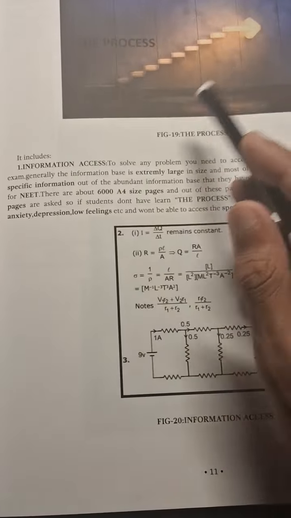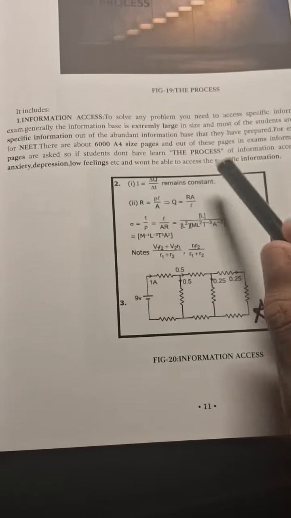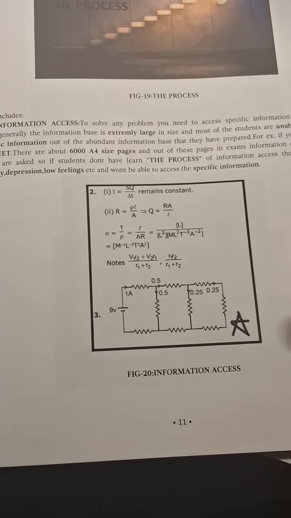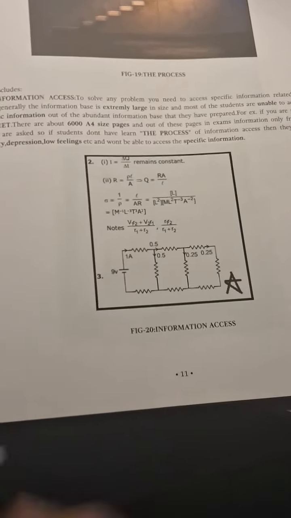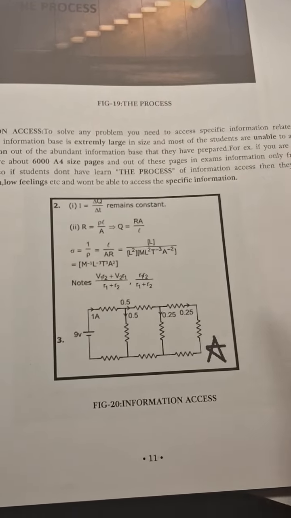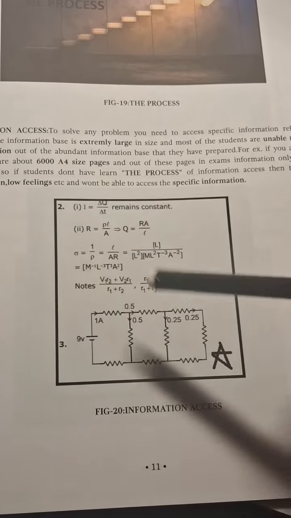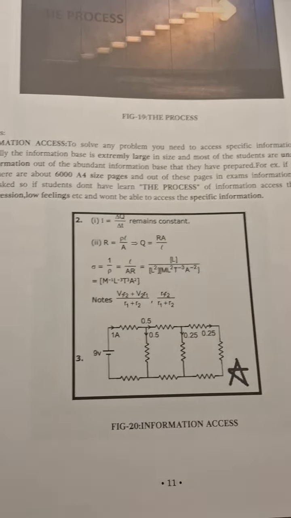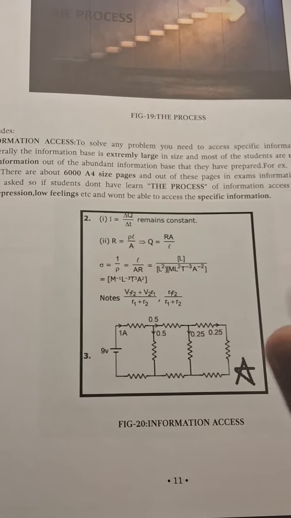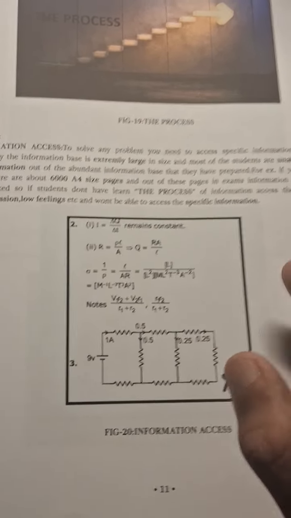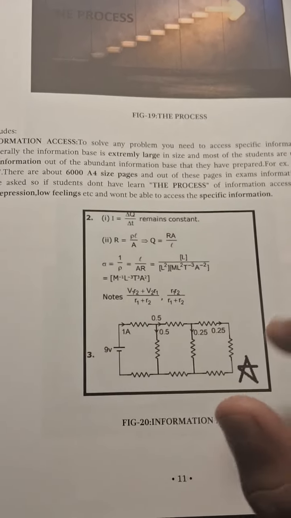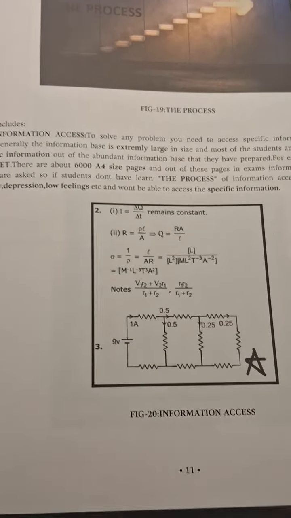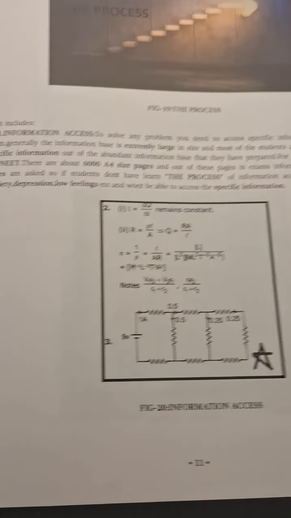Next is the process. Suppose this is the process, a stepwise process. Another thing, as I already explained, is information access. There are about 6,000 A4 size pages, so you need to access information from any of the pages. Just like here, there is a particular question which requires accessing a particular piece of information to solve it. The trick here is to access information from any of the 6,000 A4 size pages, and that determines your success in a competitive exam. That is the actual challenge which lies in preparing for a competitive exam.